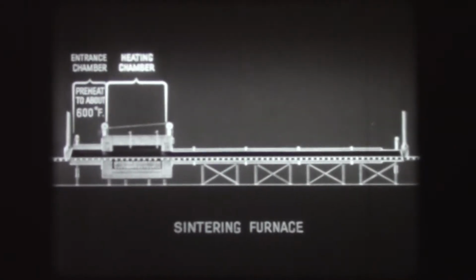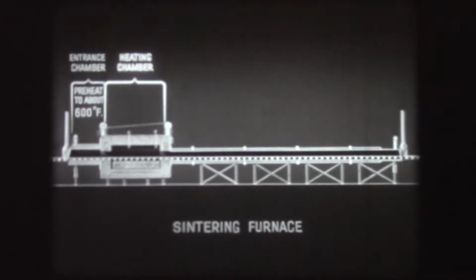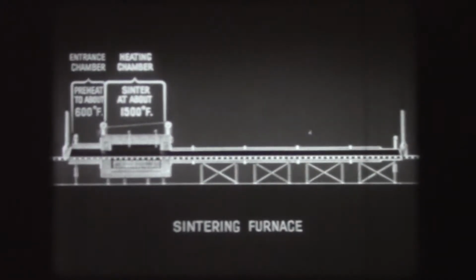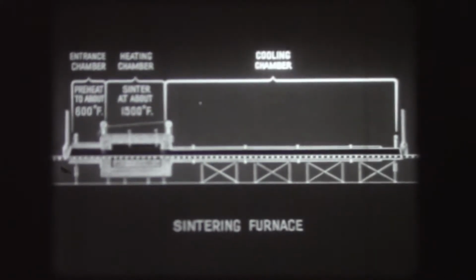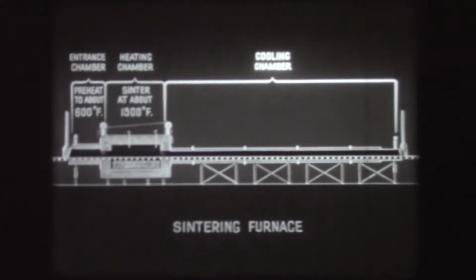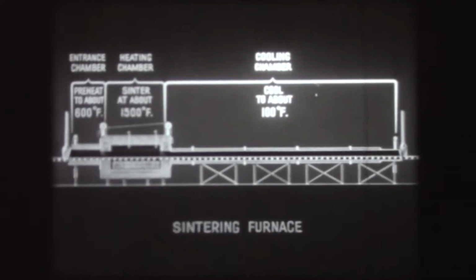This section is the heating chamber where the actual sintering takes place. Here the bearing briquettes are brought to their sintering temperature of about 1500 degrees Fahrenheit. After about 8 minutes in this heat chamber, their sintering completed, the briquettes pass into this long water-jacketed cooling chamber. They are cooled to about 100 degrees Fahrenheit by the time they emerge from the furnace.